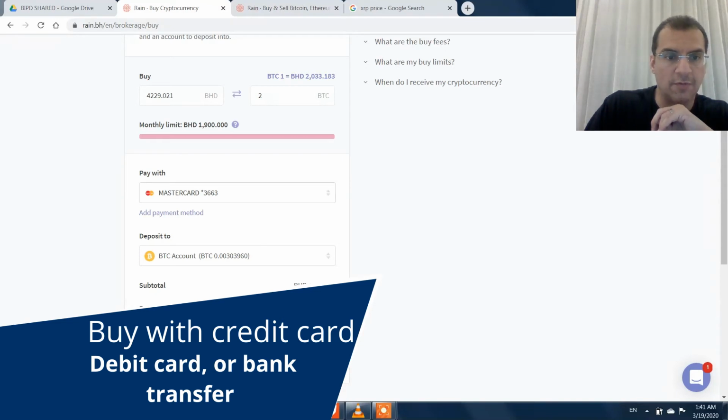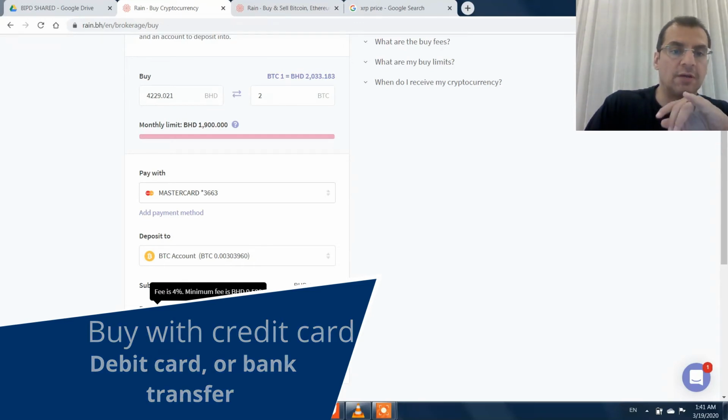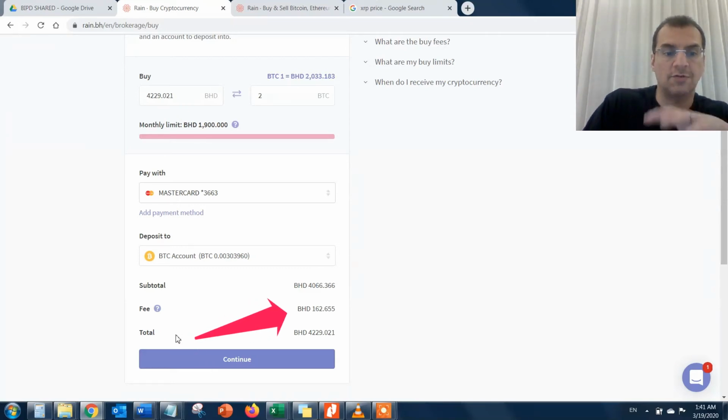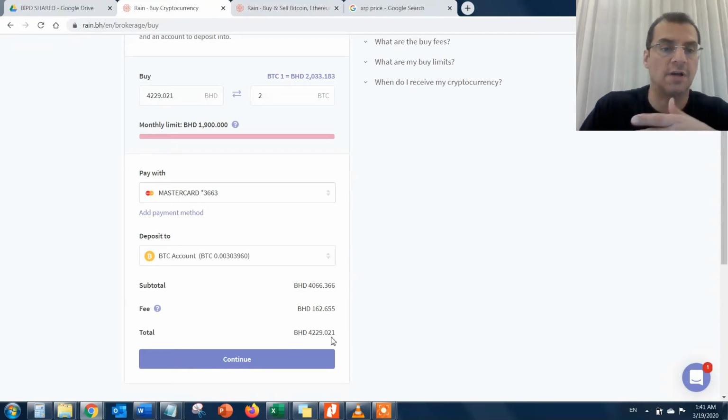The subtotal that I want to purchase is 4,066 BD. The fee is 4%, right? So for using a MasterCard or any kind of credit card or Visa card, you'll be charged 4%, which is 162 BD on the transaction. So the total amount charged to your credit card will be 4,229, right? Obviously that's a very high amount.